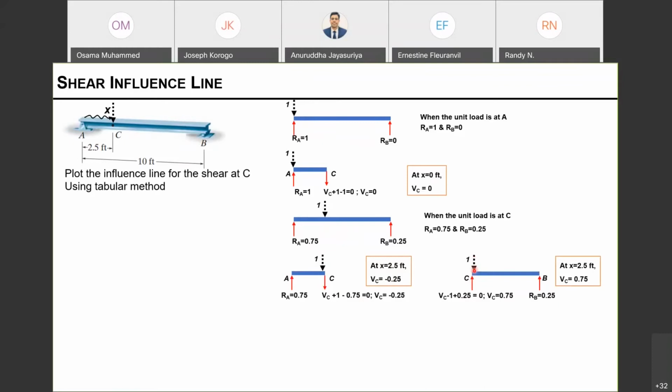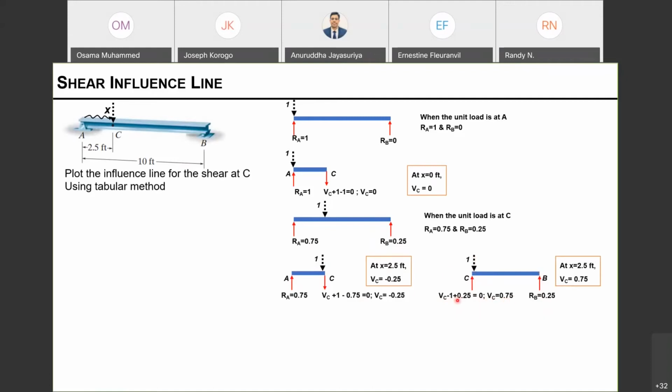My load is at C. Because I did not change from C, my load is still at C. What about the reaction at B? That is 0.25, coming from here. It remains the same. Now, if I use the equilibrium equation for this internal loading, where upward shear is positive: VC, downward is negative 1, and here, upward again, plus 0.25, is equal to 0. If you simplify this for VC, you will get VC equals 0.75.